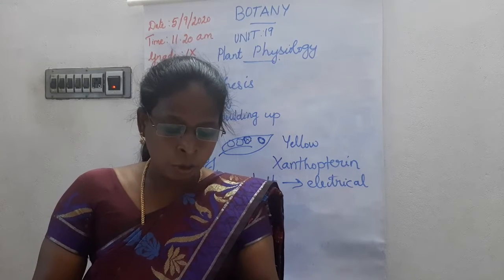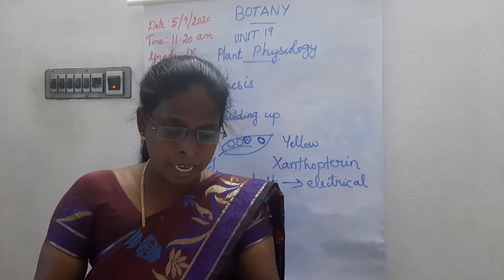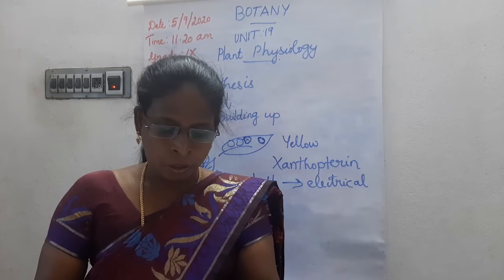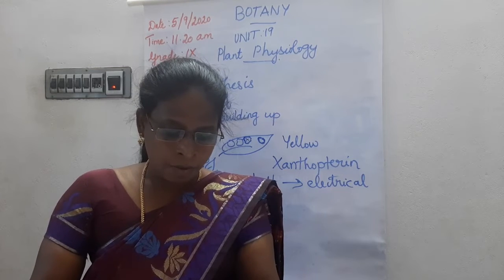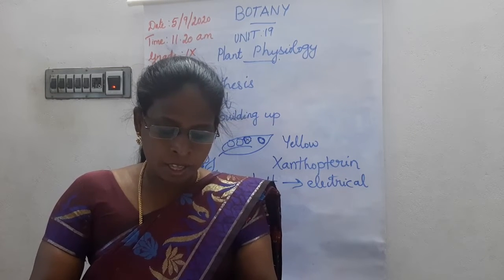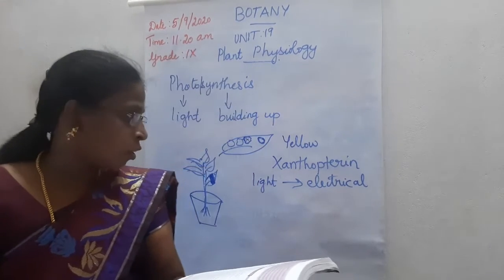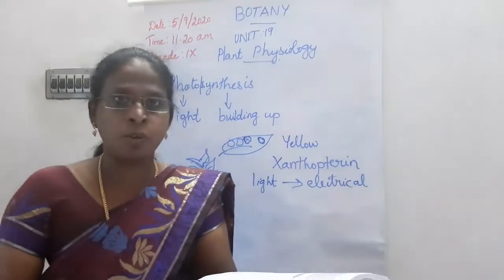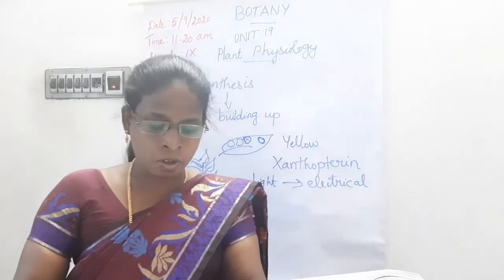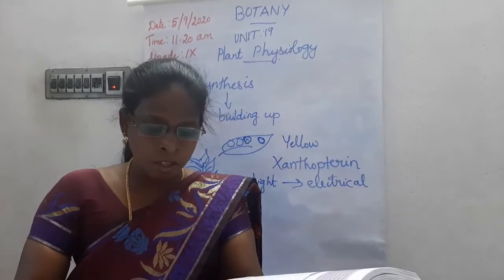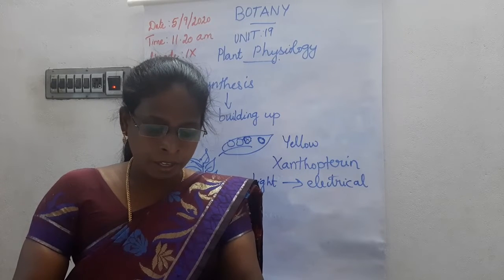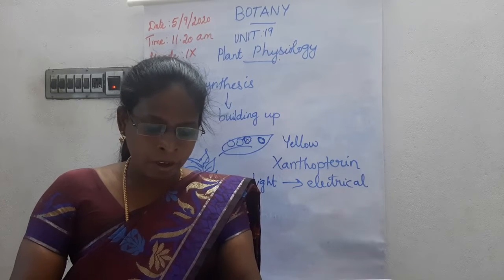Then second one, shoot is positively phototrophic and negatively geotrophic. True. Then fourth one, photosynthesis produces glucose and carbon dioxide. So photosynthesis produces glucose and oxygen. So that statement also wrong. So you can write false and you have to correct the statement.